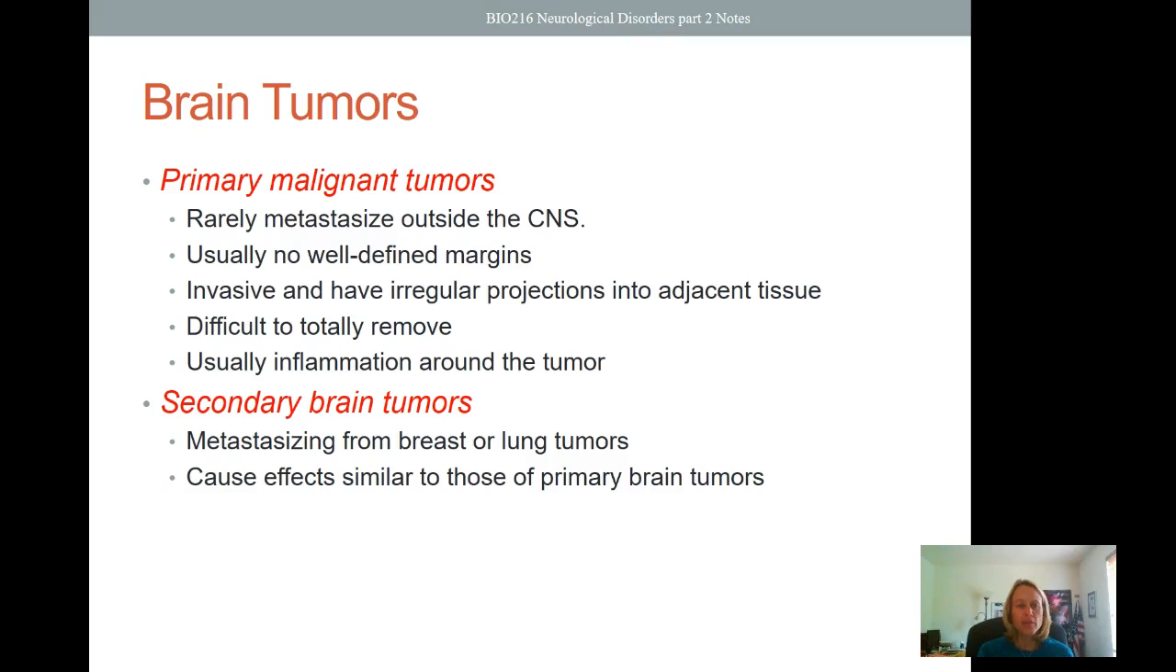So primary malignant tumors rarely metastasize outside of the central nervous system. They usually have no well-defined margins. They are invasive, and they have irregular projections into adjacent tissue. They're malignant, they're difficult to totally remove, and they usually have inflammation around the tumor. Secondary brain tumors metastasize usually from breast or lung tumors, and they cause effects similar to those of primary brain tumors.